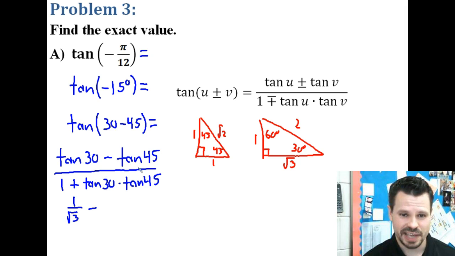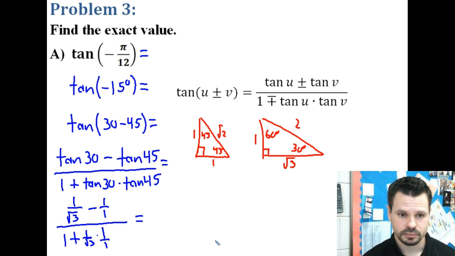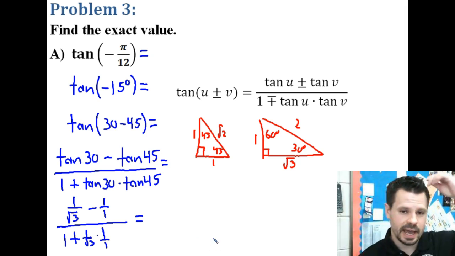All right, minus tangent 45, if I take a 45, opposite over adjacent, that's just going to be a 1. We'll call this just 1 over 1 to keep it a fraction. And then all over 1 plus tangent 30 again, which is the same 1 over root 3, times tan 45, which we can say is 1 over 1 once again. Now, the real work for this problem is going to be reducing this down. That's going to be the messy part.